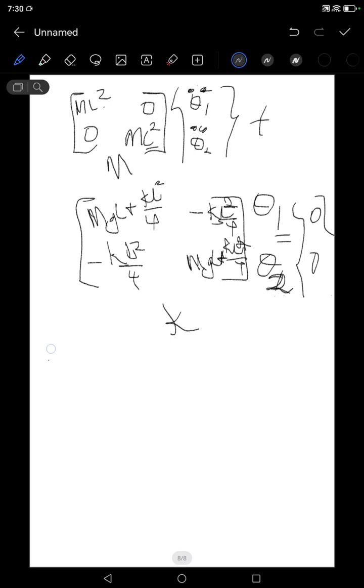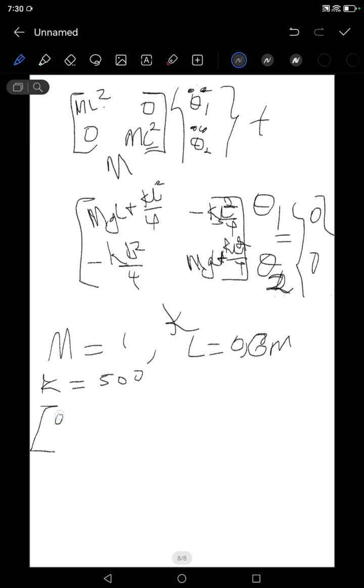Then we can substitute the values. Remember, the mass is 1, L is 0.6 meters, and k is 500. So the mass entry is 1 multiplied by 0.6 meters squared, which is 0.36. Then we have 0 here, 0 here, and 0.36, because it's the same, since we only have one mass, which is 1 kg.